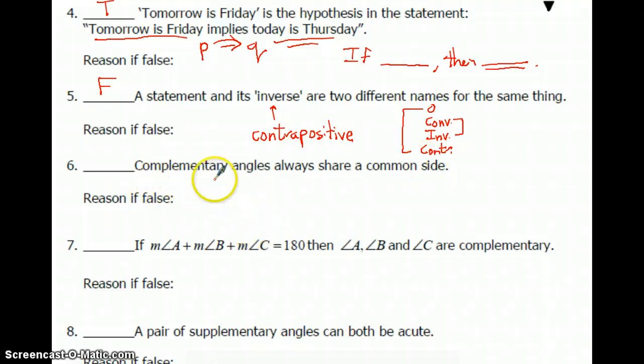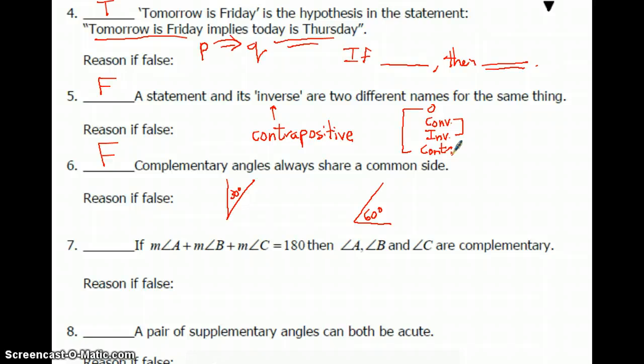Complementary angles always share a common side. That's false. You could have complementary angles. They could share a common side, but they don't have to. I could have a 30-degree angle here. It's a little big for 30. And I could have a 60-degree angle over here. And those things are complementary, but they're not sharing a common side. So that is a counterexample to this statement.